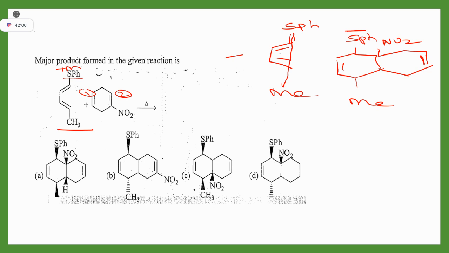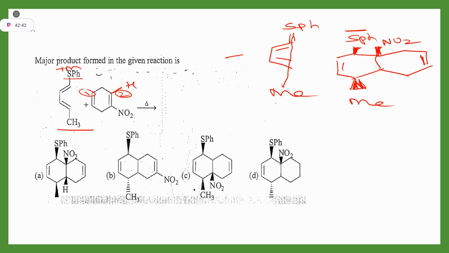Now you have to tell me the stereo. Just put it on a line and tell me the stereo. Okay, tell me. SPh, methyl, and NO2 all will be relatively cis. Very good. Why? Because I was telling the secondary or vital concept. Yes, and this hydrogen and NO2 are cis, right?